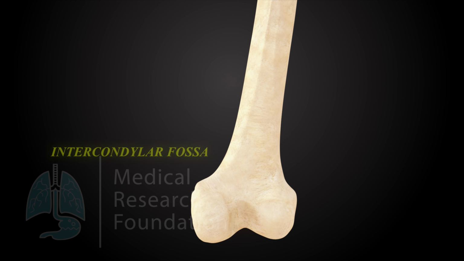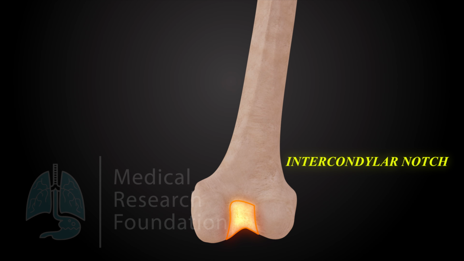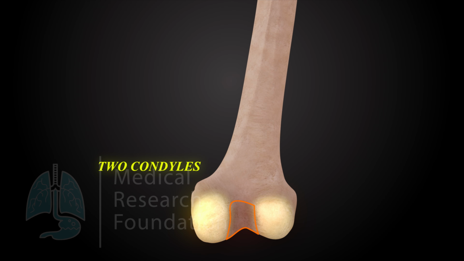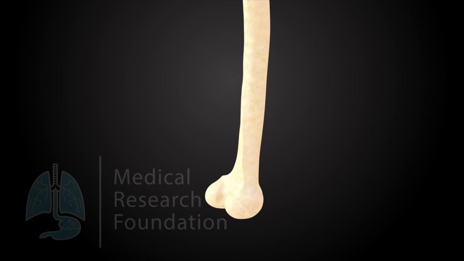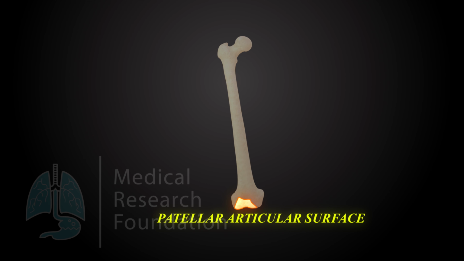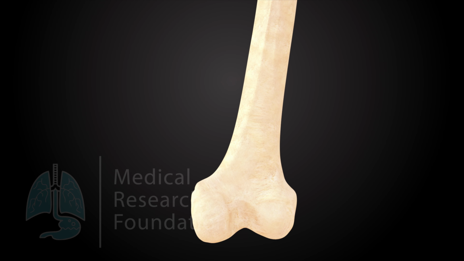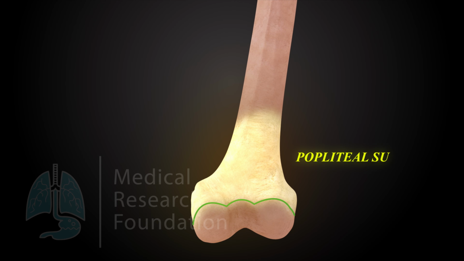Intercondylar fossa, or intercondylar notch. This notch separates the lower and posterior parts of the two condyles. It is limited anteriorly by the patellar articular surface and posteriorly by the intercondylar line, which separates the notch from the popliteal surface.